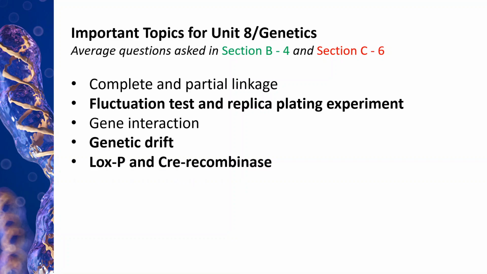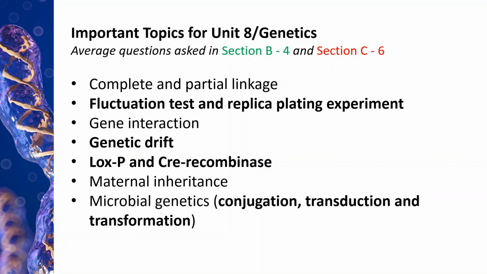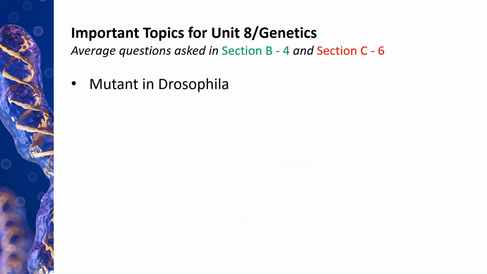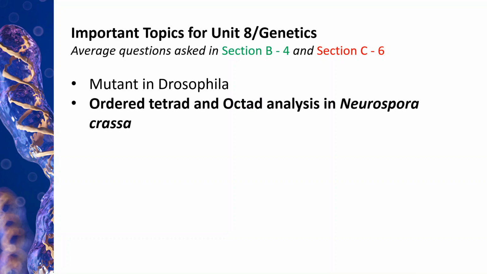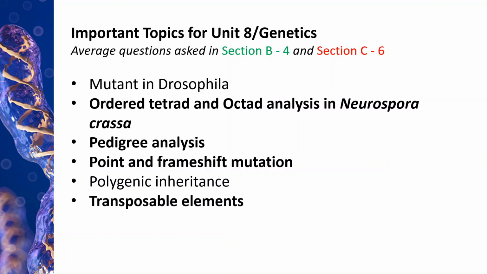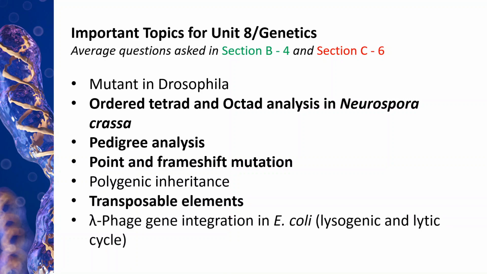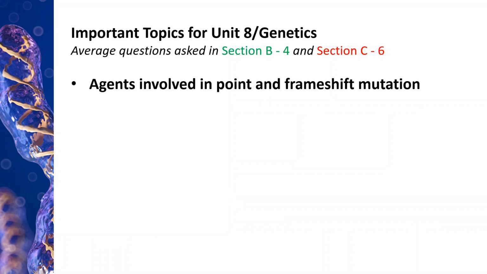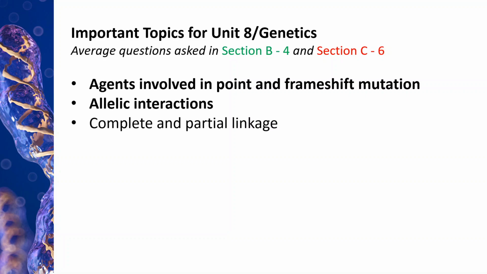Complete and partial linkage, fluctuation test and replica plating experiment, gene interaction, genetic drift, maternal inheritance, microbial genetics, conjugation, transduction and transformation, mutant in Drosophila, octad analysis in Neurospora crassa, pedigree analysis, point and frame shift mutation, polygenic inheritance, transposable elements, lambda phage gene integration, agents involved in point and frame shift mutation, allelic interaction, dosage compensation.